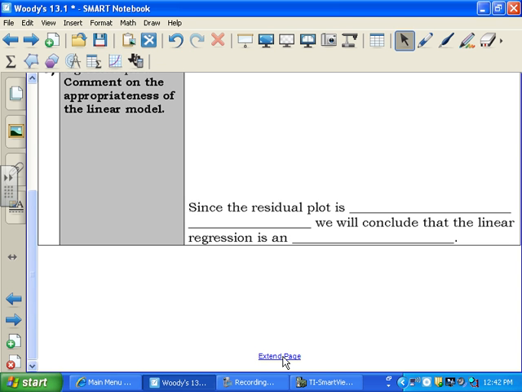Is that the same for the regular scatter plot? Not for the regular scatter plot, just for the regression plot. So, in this case, good residual plot, bad residual plot.